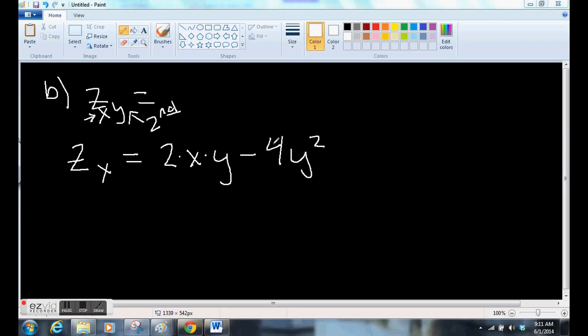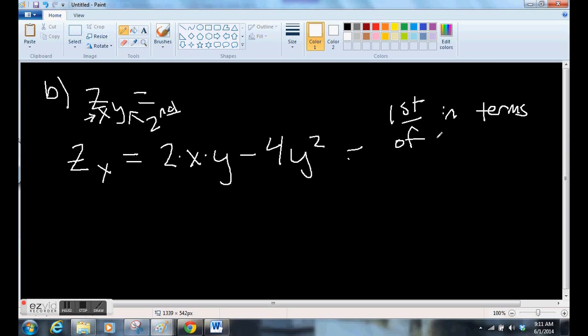I'm sorry, guys, I had to go back and look at it. This is the first derivative in terms of x, which is minus 2xy minus 4y squared. So now we want to take the second derivative in terms of y.